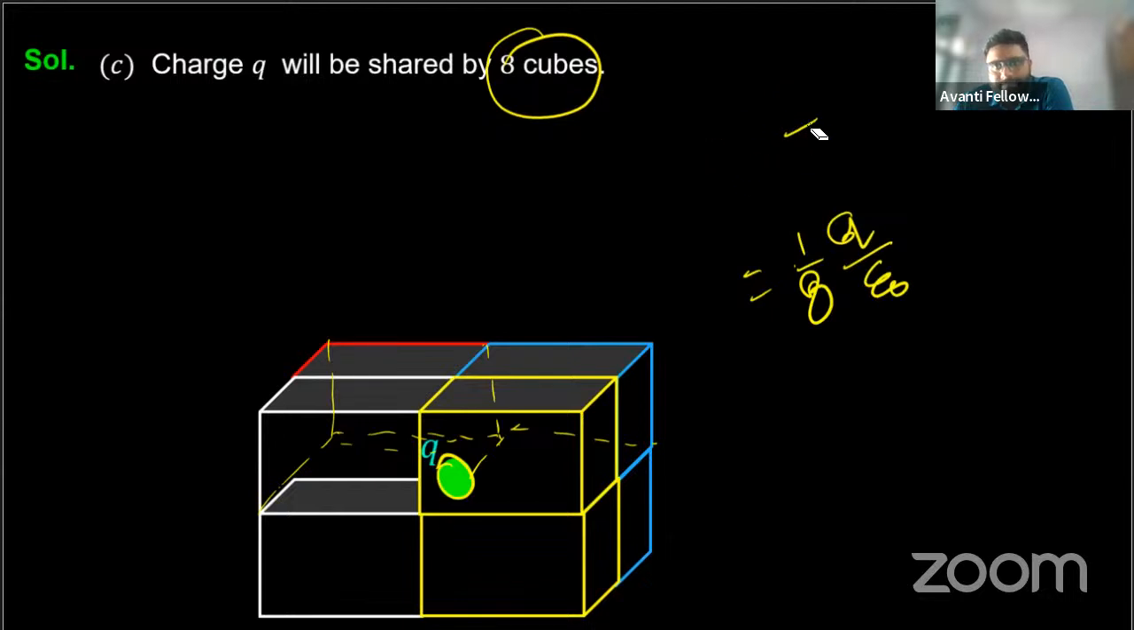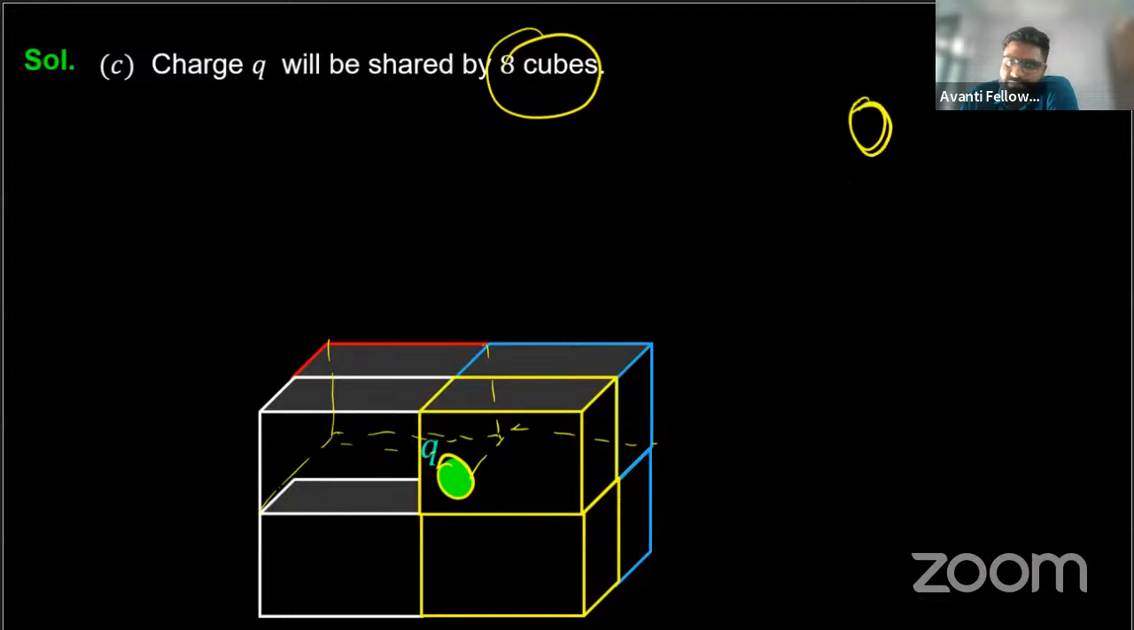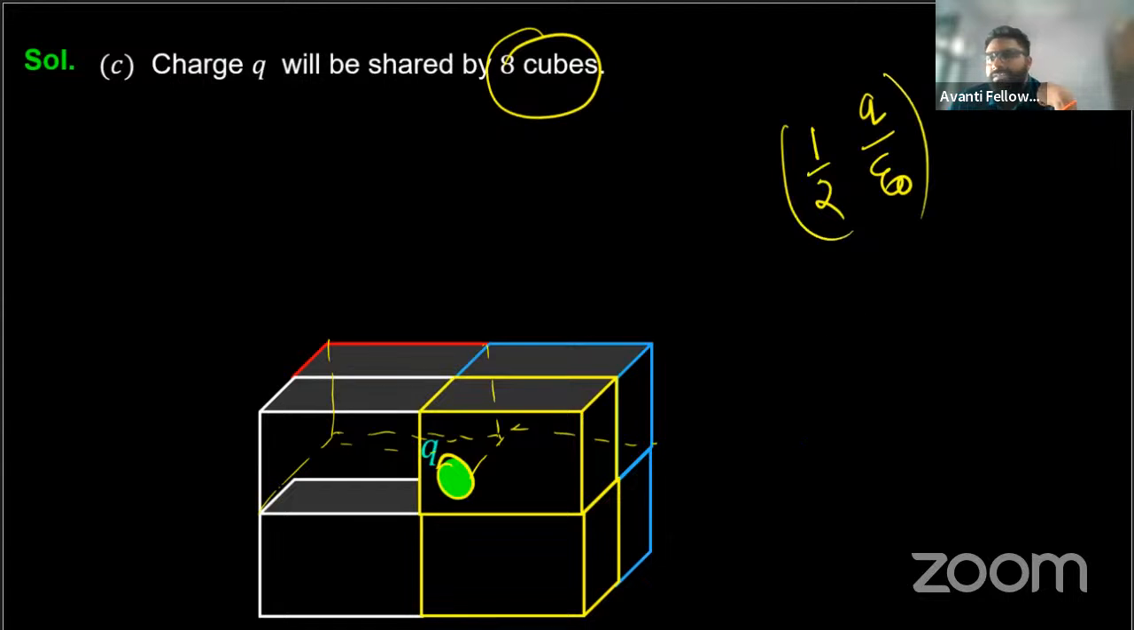Whenever the charge is placed at the face, on any face, see how many cubes you require to cover it completely. We have seen in the previous case that 2 cubes are required. So the flux will be q by epsilon naught. How many cubes are required in case of a face? 2, so 1/2. So this will be the flux from the individual cube.